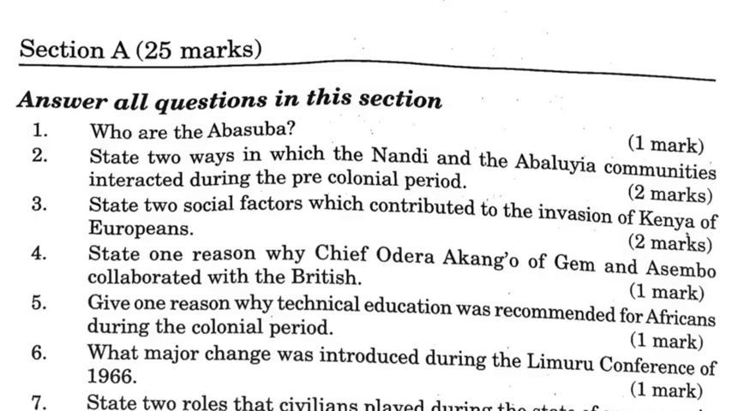Question 2. State 2 ways in which the Nandi and the Abaluya communities interacted during the pre-colonial period. Trade, warfare or raids, and intermarriage. Question 3. State 2 social factors which contributed to the invasion of Kenya by the Europeans.